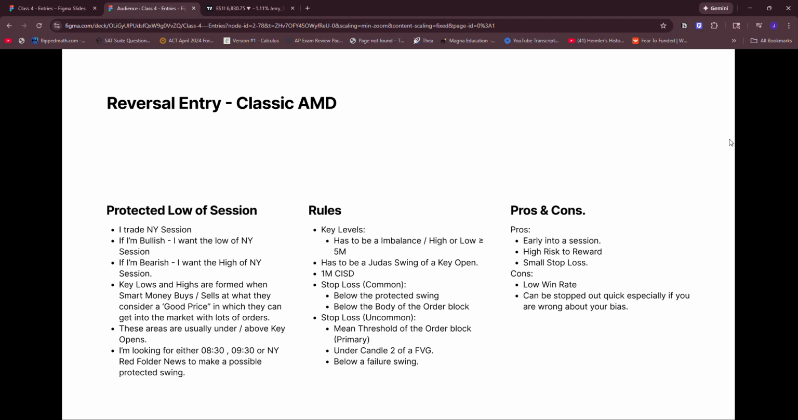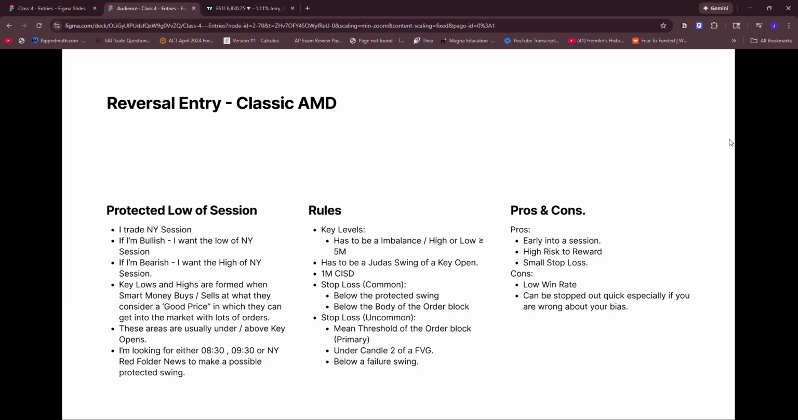Stop loss, right? So my stop losses are either below the protected swing or below the body of the order block. It really depends on my risk to reward. Sometimes it's already high enough risk to reward to where I'm cool letting the low be my stop loss, but sometimes if it's a little tighter risk to reward, I put it at the body of the series of down close candles that gives me the change in state delivery.